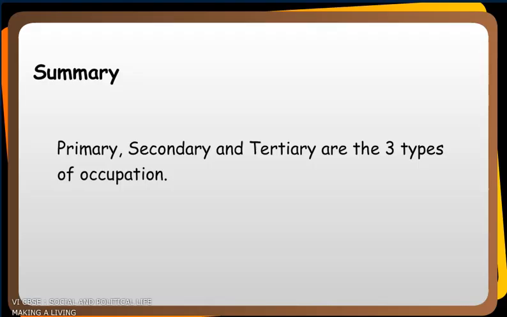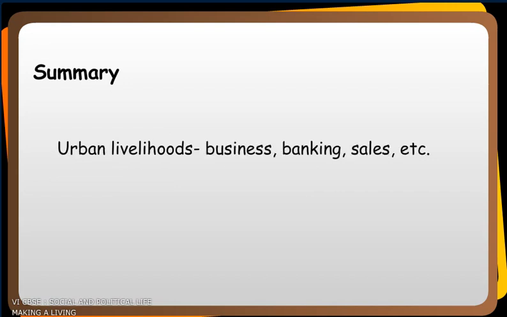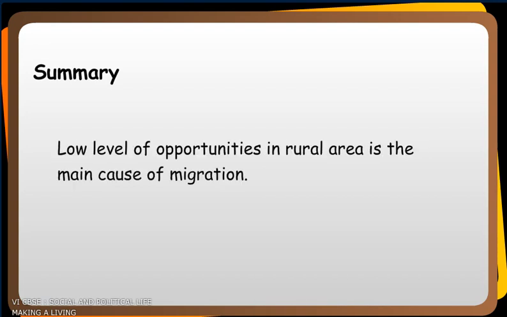Summary. Primary, secondary and tertiary are the three types of occupation. Rural livelihoods: agriculture, fishing, dairy farming, etc. Urban livelihoods: business, banking, sales, etc. Low level of opportunities in rural areas is the main cause of migration.